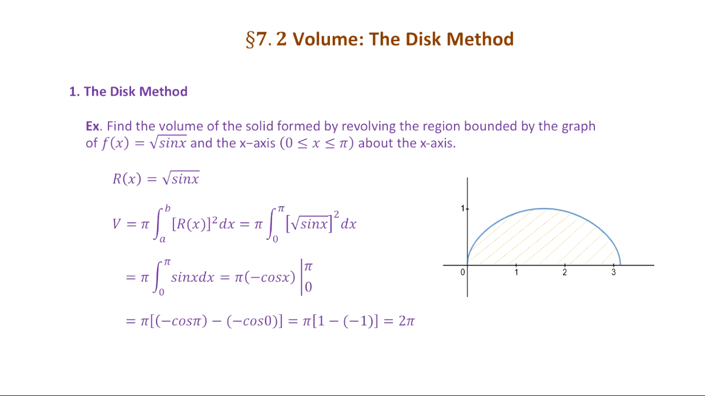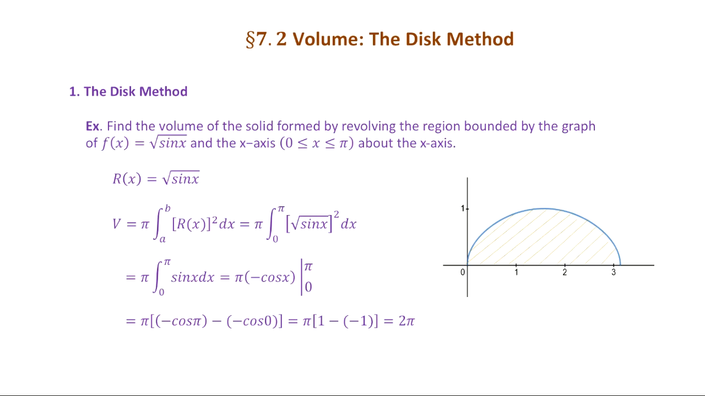So what you do, just use the formula. As I said, the formula is V equals pi times the integral from a to b of R squared, where R is the top curve function, which here is the square root of sine x. So in the disk method, you just plug the top function into the formula and integrate. When you square the square root of sine x, you're going to get sine x. So we get pi times the integral from 0 to pi of sine x. So x is from 0 to pi in this blue region.